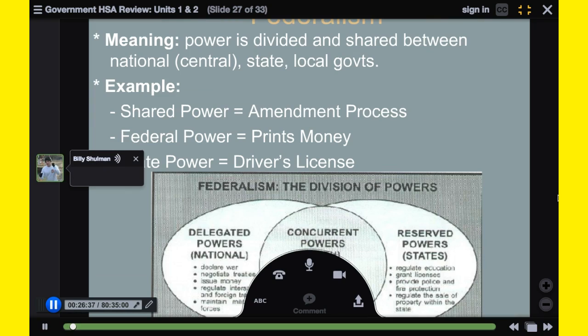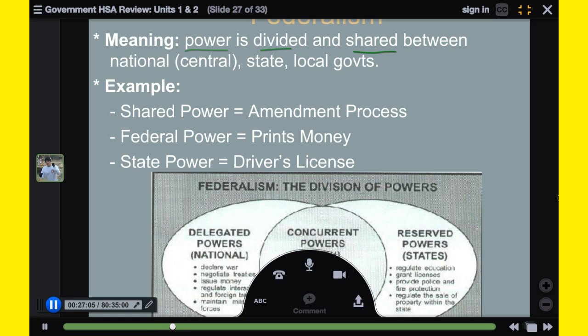Second, we're going to be looking once again at the concept of federalism. And some of you are like, we've already seen federalism. Good, you're going to see it again, because federalism is really important and it comes up a lot on the HSA. Federalism, as you know or should know, or we'll review for you, is the idea that power is divided and shared between the national, state, and local governments.